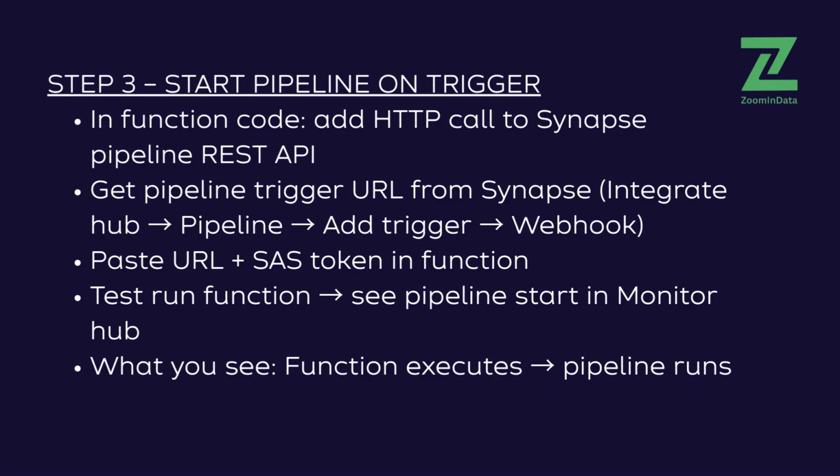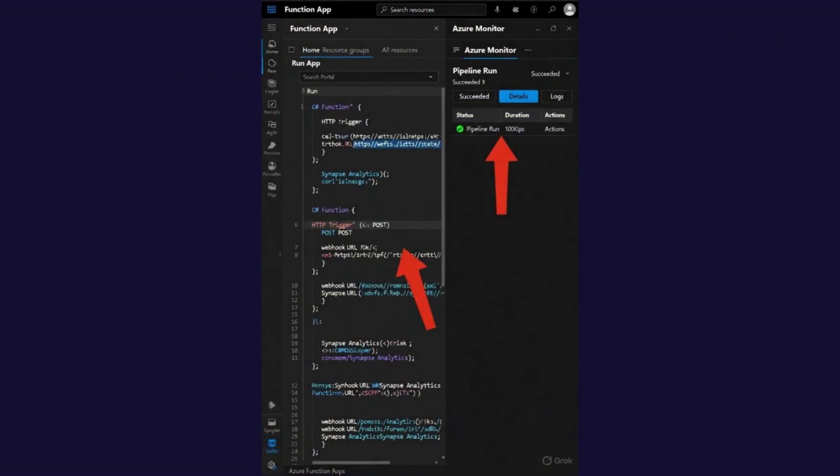Pause now. In Synapse, add a webhook trigger to a pipeline and copy the URL token. Paste it into your function code. Test run the function. Check Synapse Monitor for the pipeline start. You just triggered a Synapse pipeline serverlessly. Custom power unlocked. This is the powerful moment: your serverless function wakes up a Synapse pipeline.